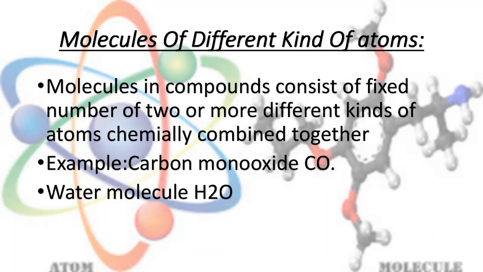Molecules in a compound consist of a fixed number of two or more different kinds of atoms. I am again repeating, two or more different kinds of atoms chemically combined together.